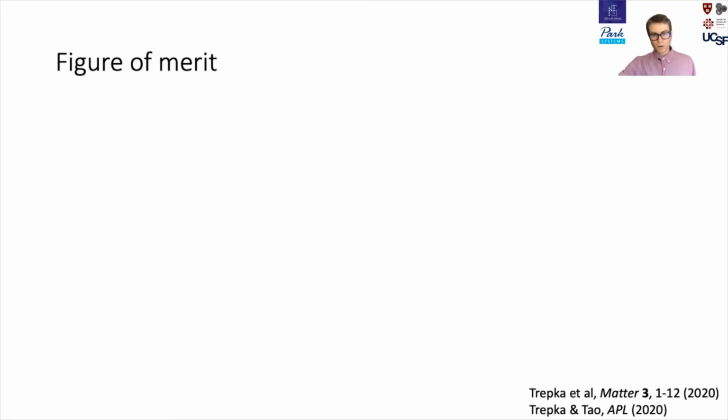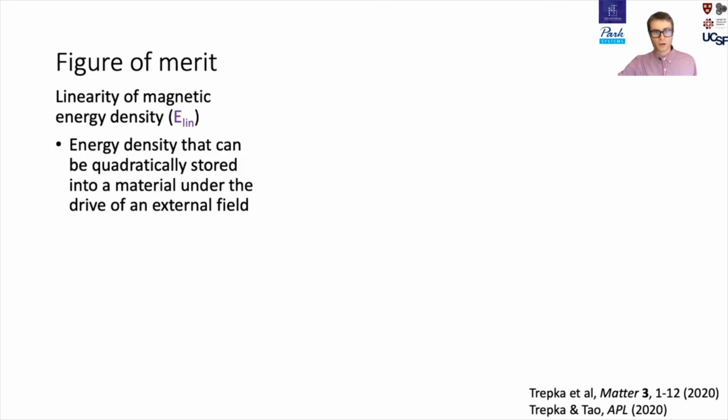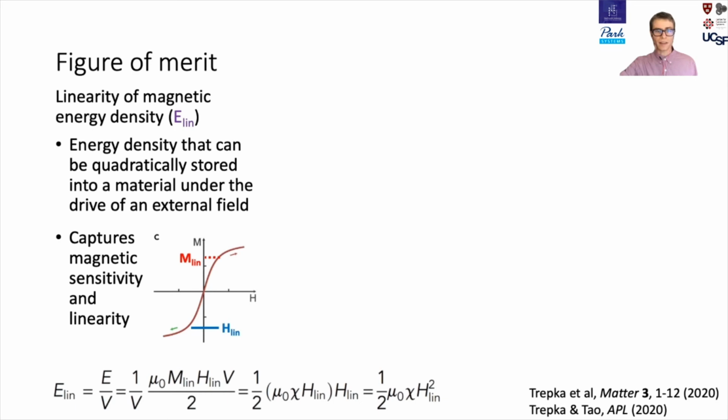You might be wondering, how do these materials compare for the purpose of magnetic scanning probe applications? I would like to introduce the concept of linearity of magnetic energy density, or ELIN. This is defined as the energy density that can be quadratically stored in a material under the drive of an external field. This naturally captures both the magnetic sensitivity and linearity of a material and is defined by the following equation.